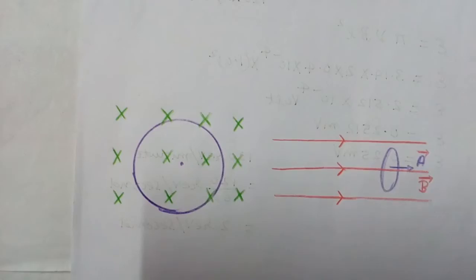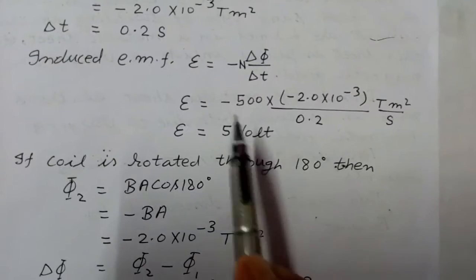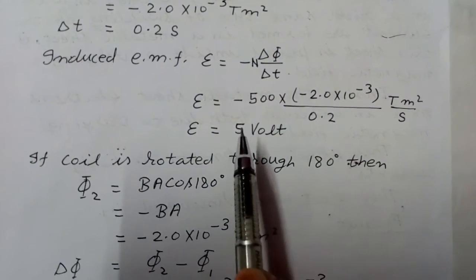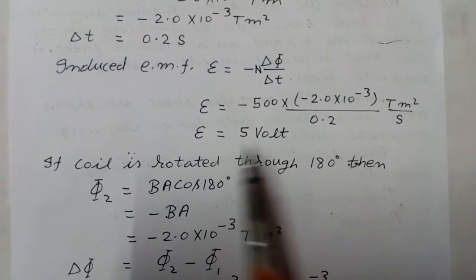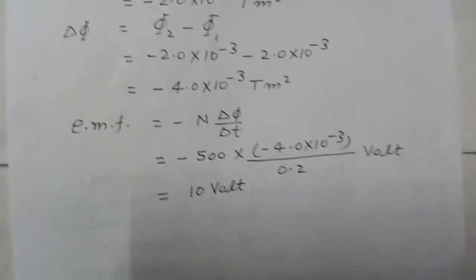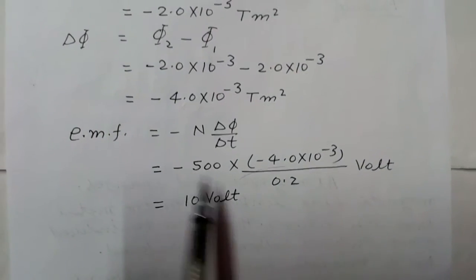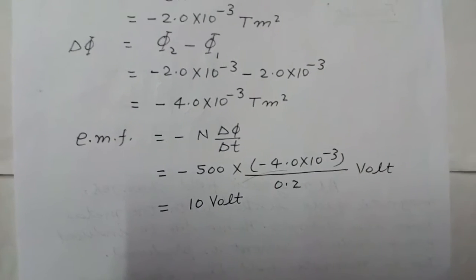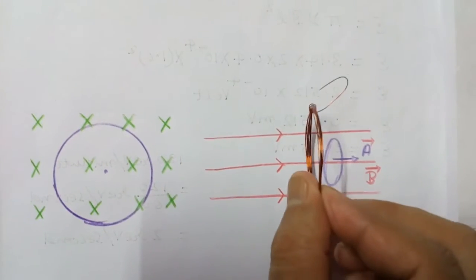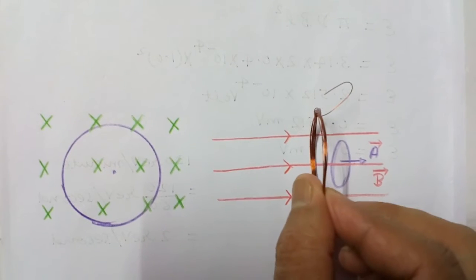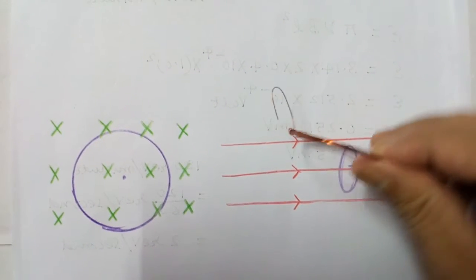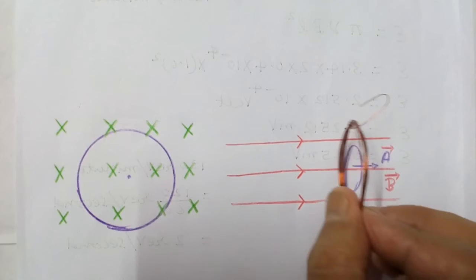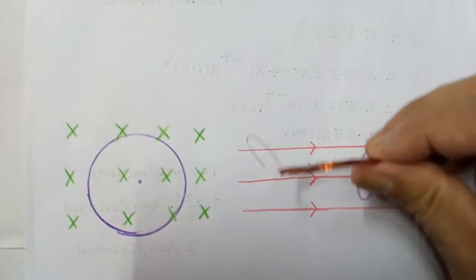So see again, here minus minus becomes plus. So here E is equal to positive plus 5 volt. Here also E is equal to plus 10 volt, because minus minus becomes plus. So when you rotate this coil from this position, first keeping this coil perpendicular to the magnetic field and then rotating by 90 degrees, the initial flux is maximum and the final flux is 0.